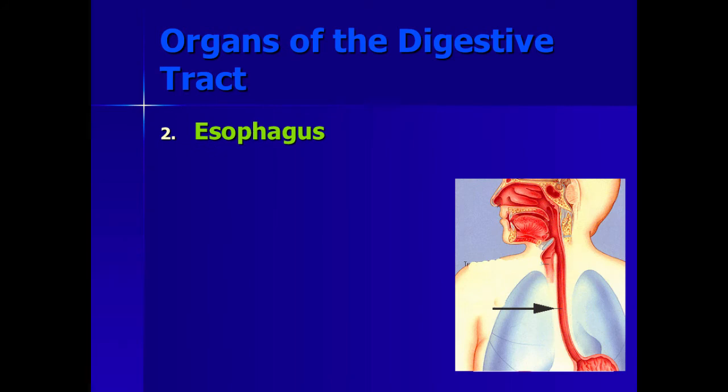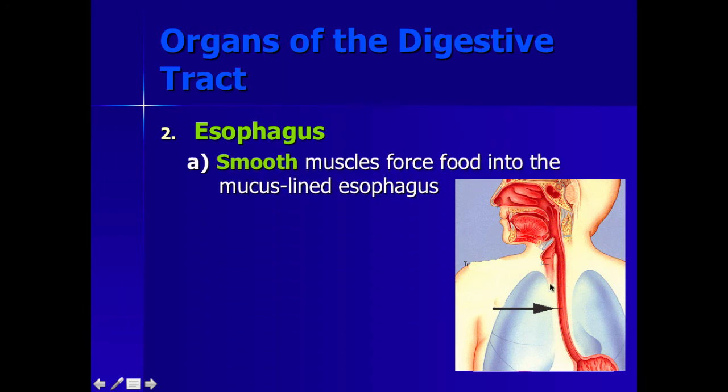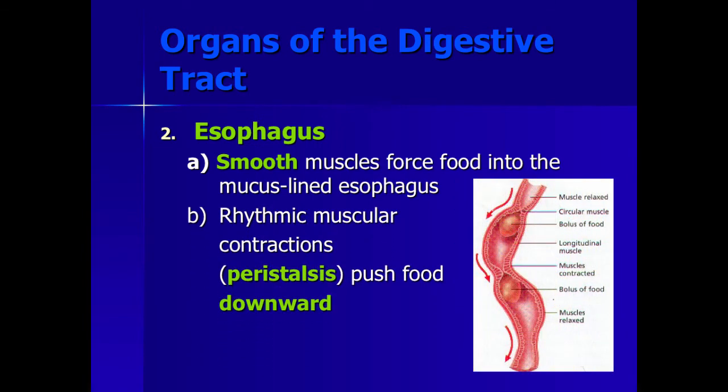So let's talk about the esophagus. The esophagus is a smooth tube made out of smooth muscle that connects from the mouth to the stomach, okay? This is called your food tube in layman's terms. Smooth muscle forces food into the muscle-lined esophagus. And then there are rhythmic muscular contractions, which are going to start to push the food down, okay? These rhythmic muscular contractions are called peristalsis, okay? Peristalsis.